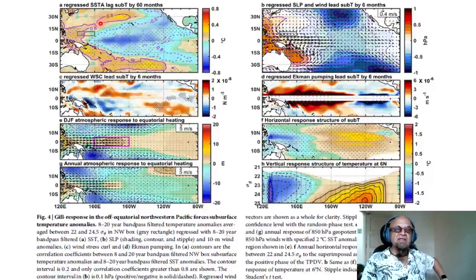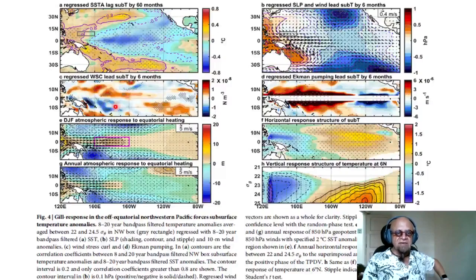So this is the regressed SSTA lag by subsurface temperature by 60 months. So basically saying the surface temperatures have a lagged correlation with the subsurface temperature anomaly of the equator. So this is regressed various different things here. So A to B, regressed sea level pressure and wind lead the subsurface temperature by 6 months. As we said, that's where the signal is getting generated.